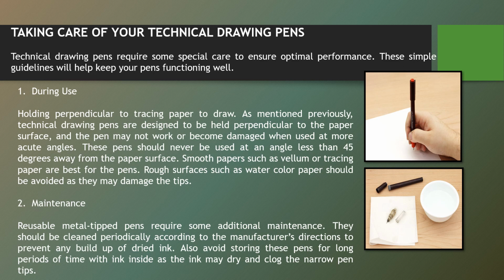Okay, so sebab tu saya galakkan kalau kamu menggunakan pen, use the tracing paper. Okay, kalau kamu pakai kertas biasa, dia akan merosakkan mata pen tersebut. Okay, so how about the maintenance? The reusable metal tip pens require some additional maintenance. They should be cleaned periodically according to the manufacturer's directions to prevent any build up of dried ink. Also avoid storing these pens for long periods of time with ink inside, as the ink may dry and clog the narrow pen tips.